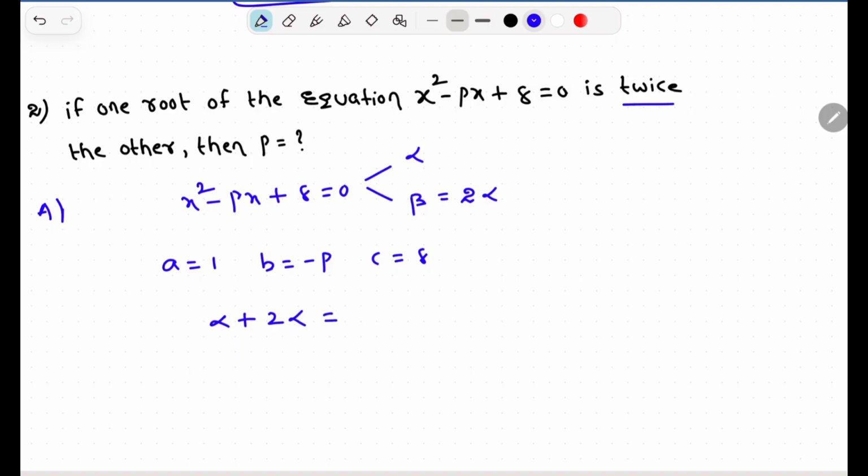Okay, the sum of the roots will be minus b by a, minus b by a actually. So alpha plus 2 alpha, that is 3 alpha, equals minus of, what is the b value there? Minus p, by what is the a value? 1. Okay, 3 alpha equals p.